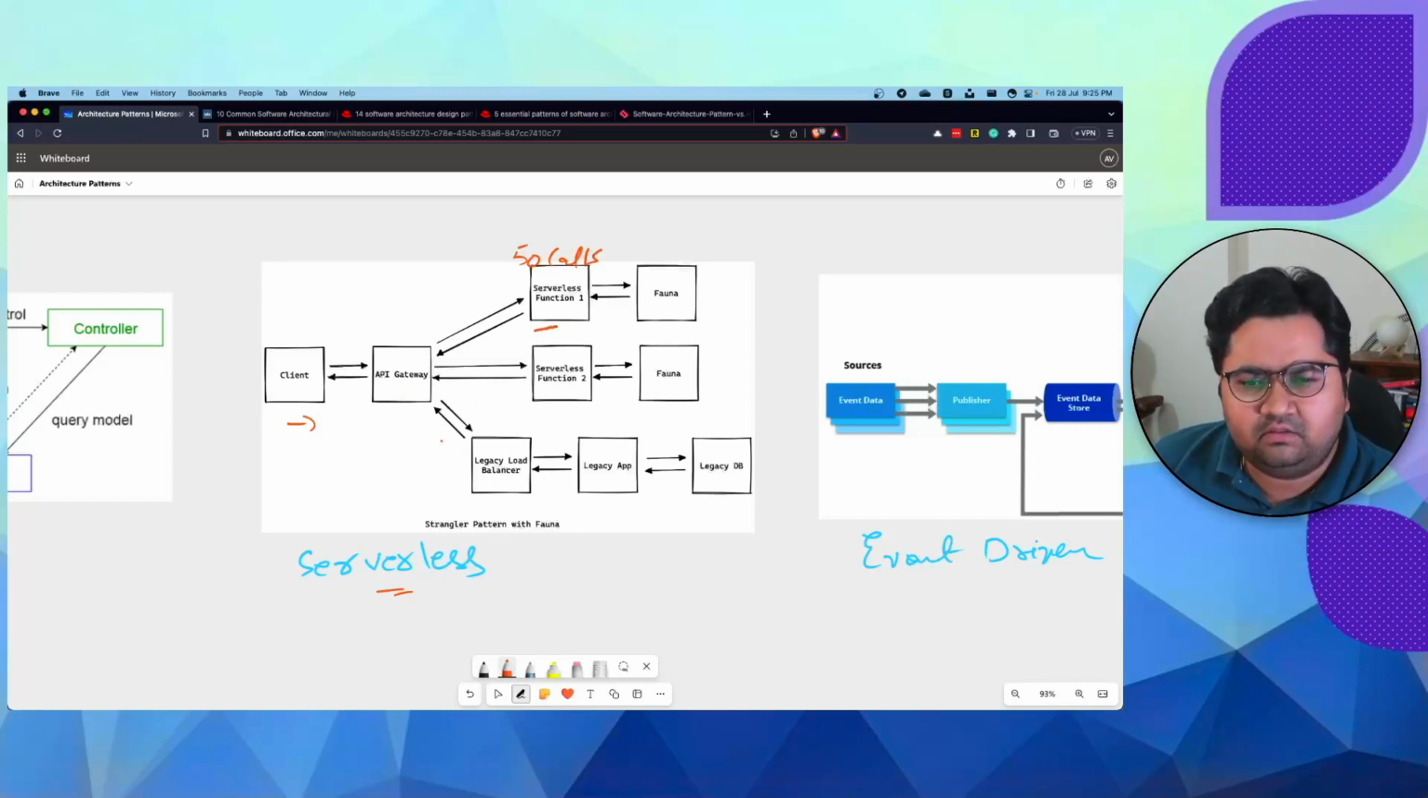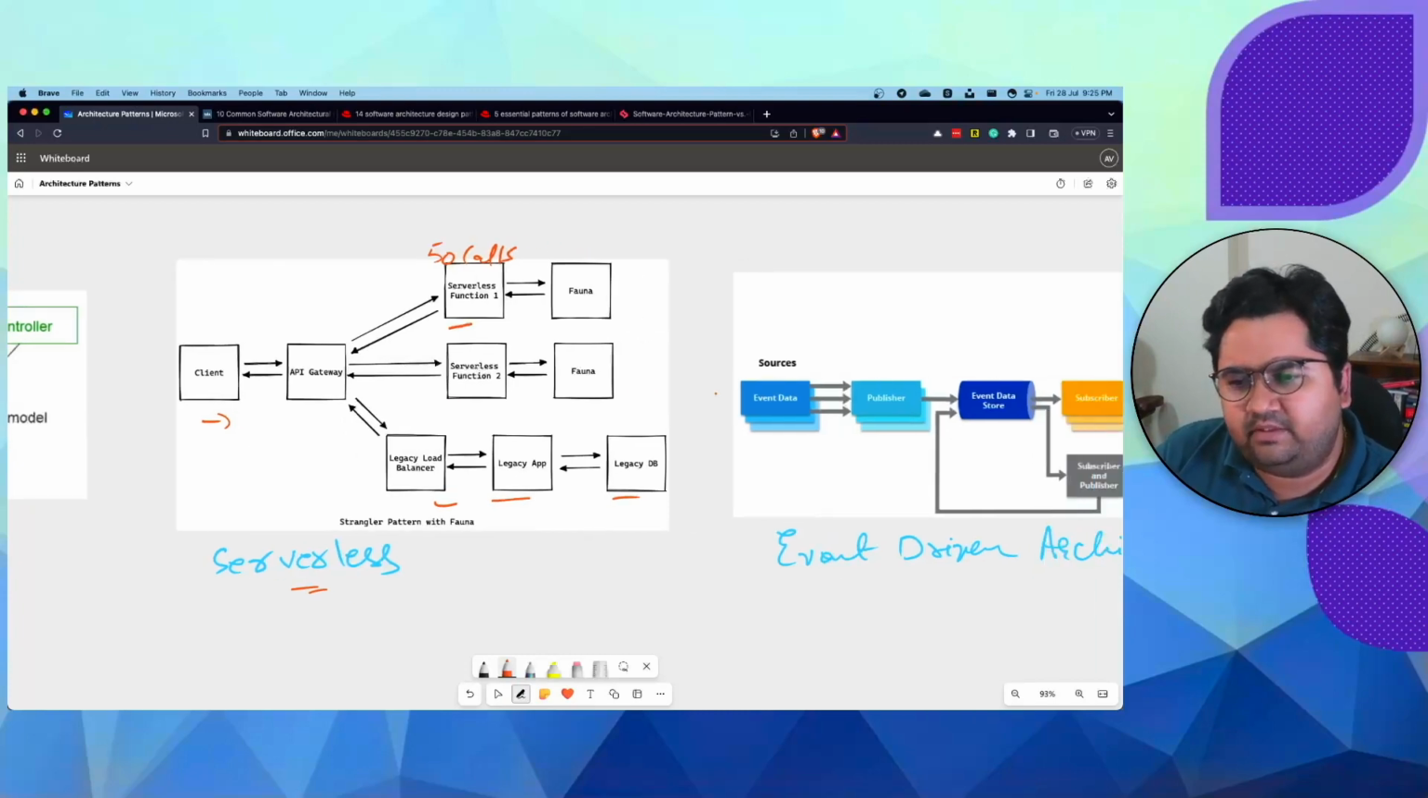And then the API gateway can also work with a legacy load balancer, legacy app, and legacy database. Fauna is just the name of a database.